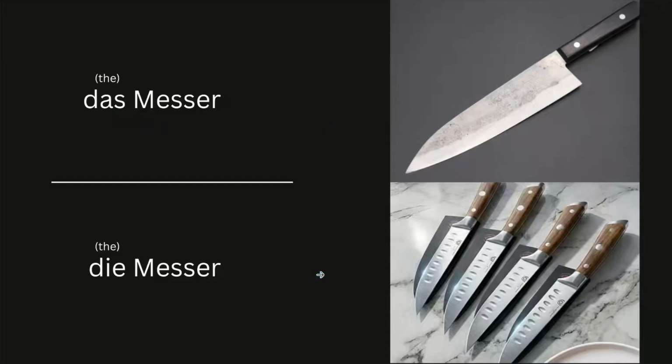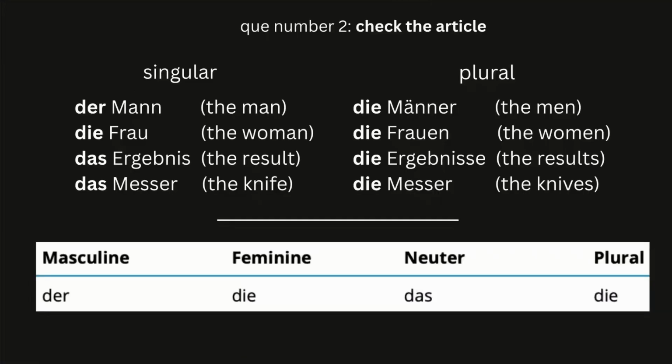I think you can guess now what I'm talking about. That the word the has 2 different translations in German. One becomes das and one becomes die. And there's a difference between das and die because the das Messer has only 1 knife and the die Messer somehow has 4 knives. Let's take a look at this more clearly. This is cue number 2.